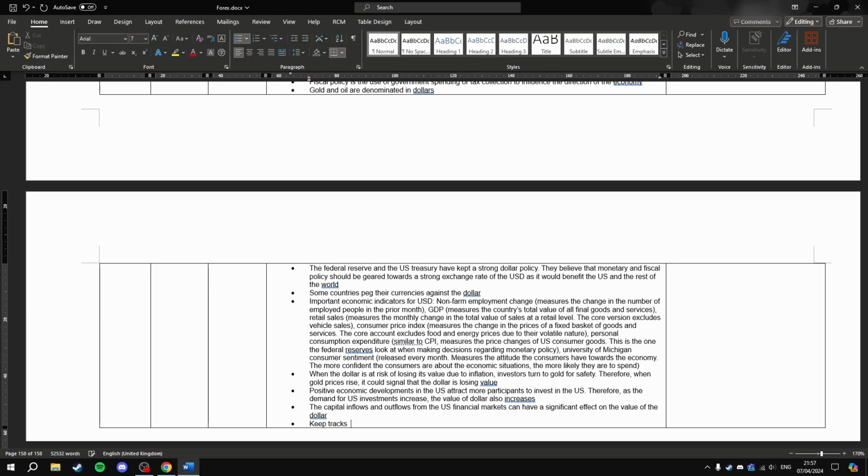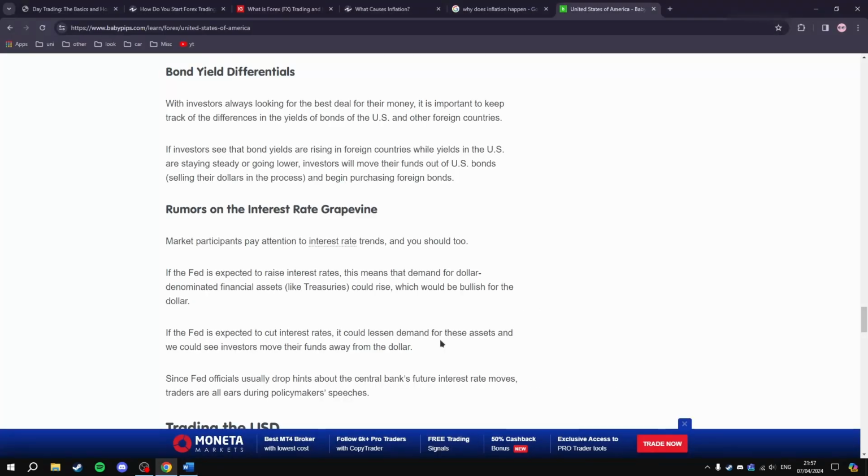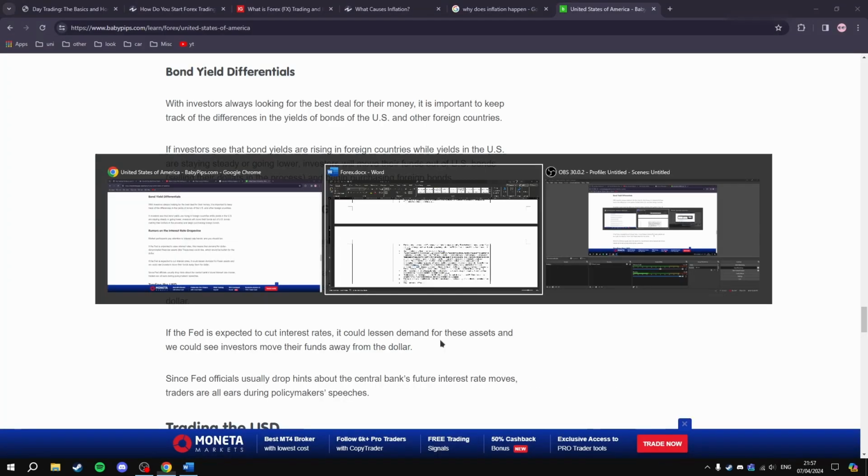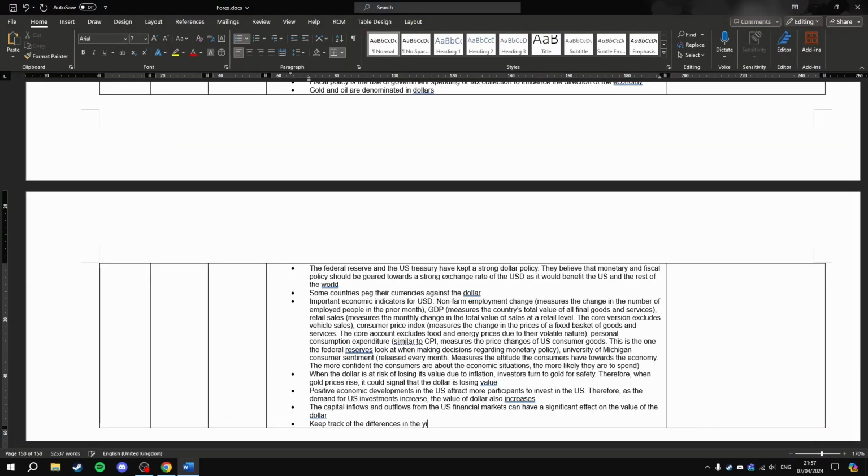Keep track of the differences in the yields of bonds of the US and other foreign countries.